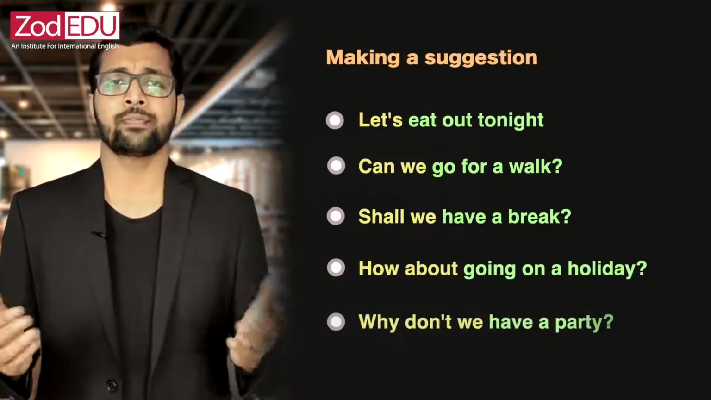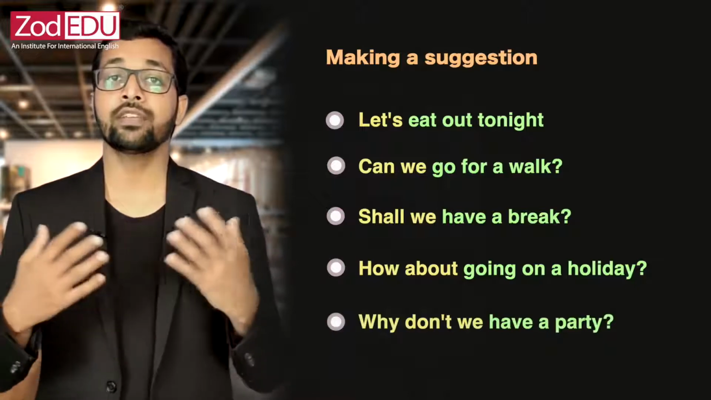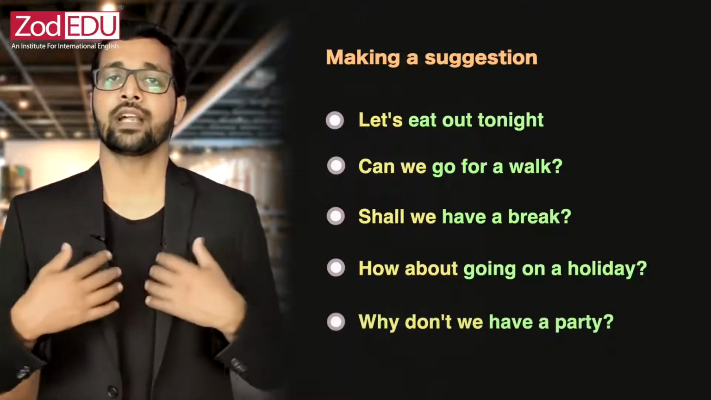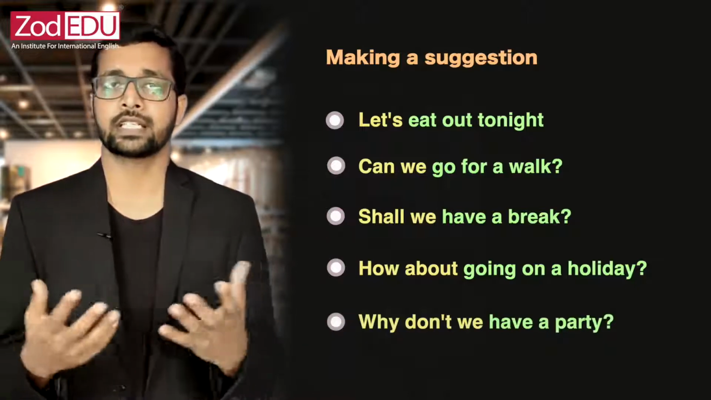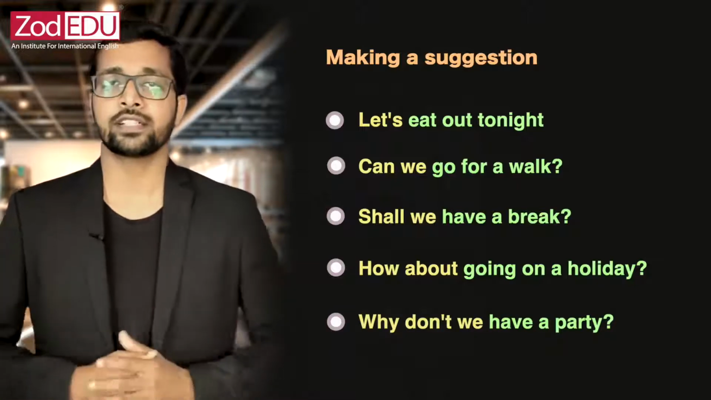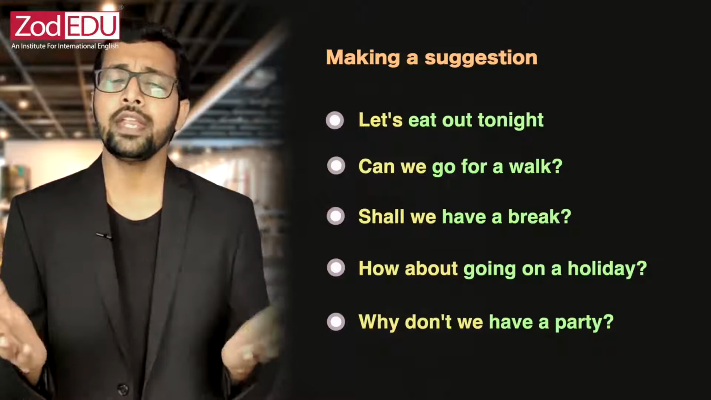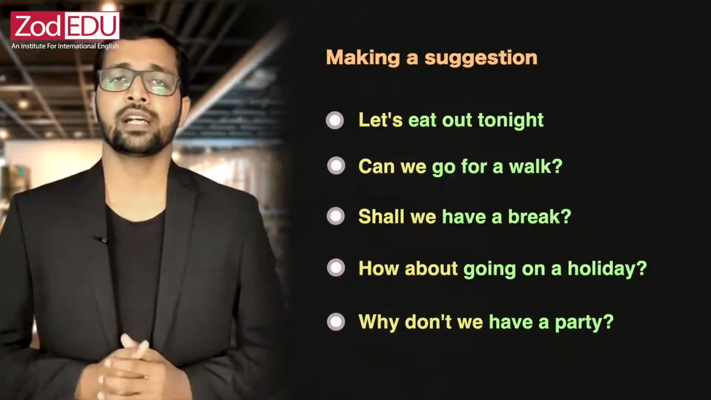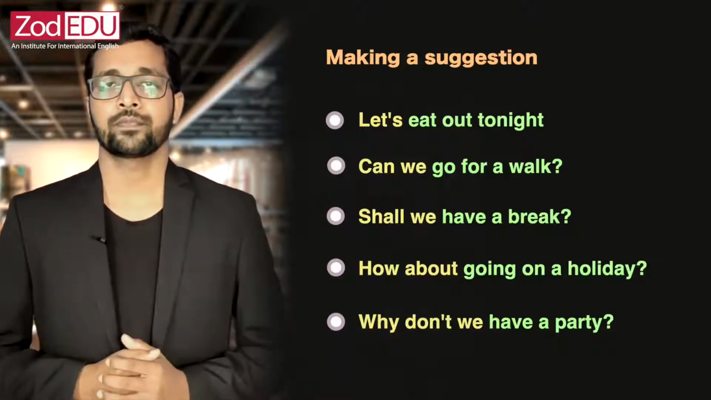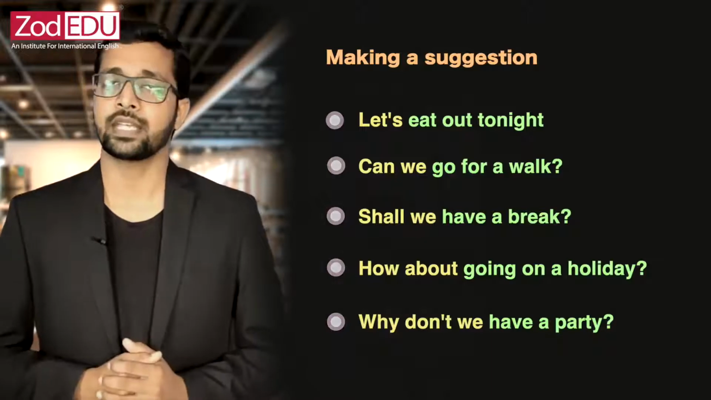And why don't we have a party? Why don't we arrange a party? നമുക്കൊരു പാർട്ടി നടത്തിയാലോ? So all these phrases we can use for making suggestions in English. You can use any of these phrases, but the meaning is almost the same.